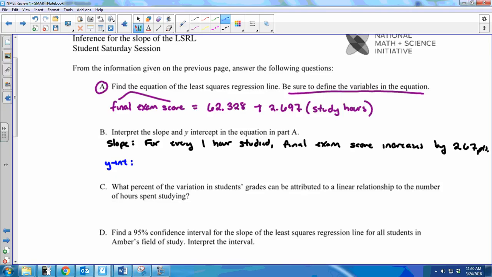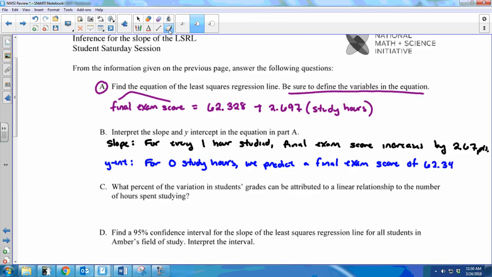Okay, y-intercept is always where x equals what? 0. So what does that sentence sound like? For 0 study hours, we predict or we expect a final exam score of 62.34, or 62.33, I guess, whatever, points. Yeah?